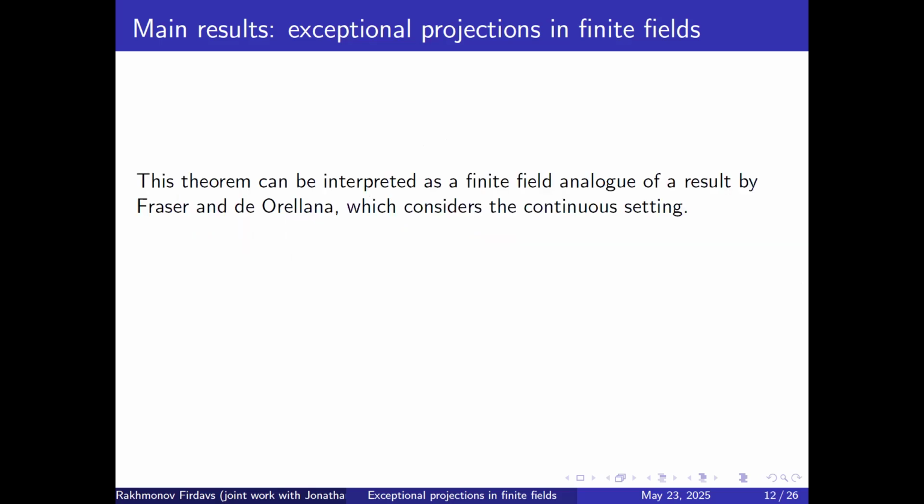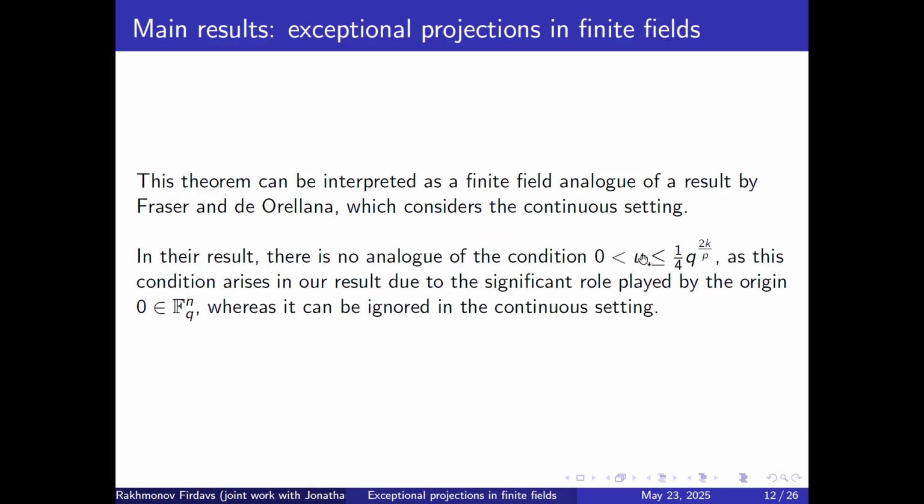This theorem can be considered as a finite field analog of a result by Fraser and Orponen, who consider the continuous case. However, in their result, they don't have this kind of constraint between u and P, because in our case, in the finite field setting, it arises when we consider the origin, which usually plays an important role. In the continuous case, we can ignore it.